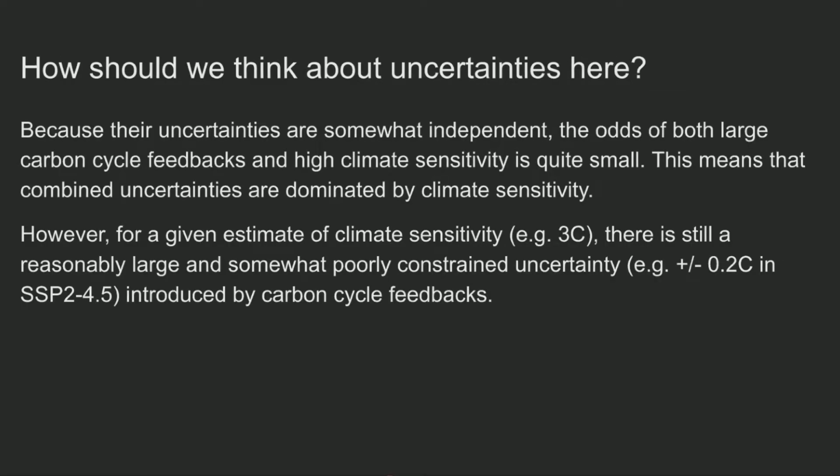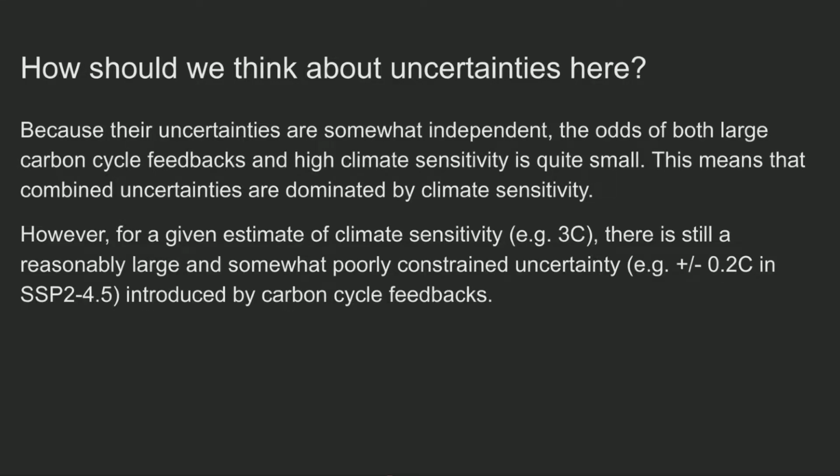But this raises an important question of how we should think about uncertainties here. Because the uncertainties are somewhat independent, the odds of both happening at the same time are quite small. However, for a given estimate of climate sensitivity, say we knew climate sensitivity was 3 C per doubling, there still is a reasonably large and somewhat poorly constrained uncertainty associated with carbon cycle feedbacks. It's about 0.2 C in SSP2-4.5, for example. It would be close to twice that in SSP5-8.5.